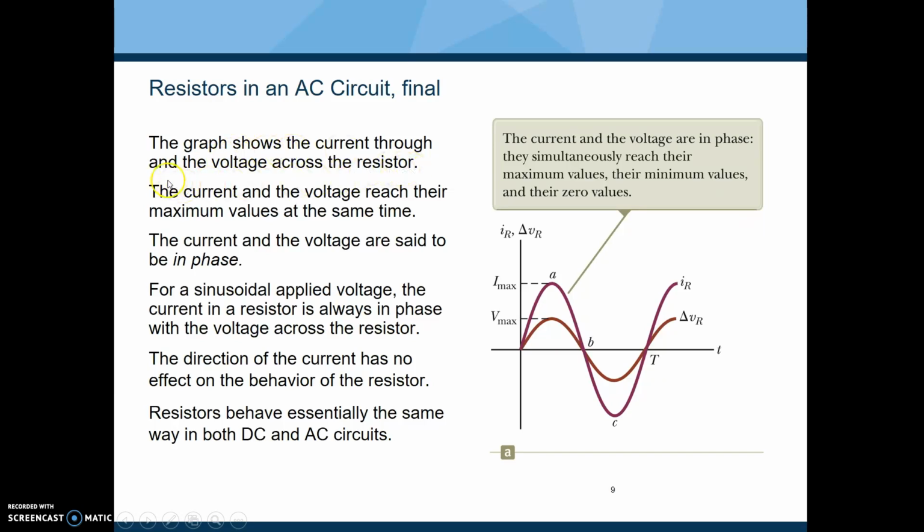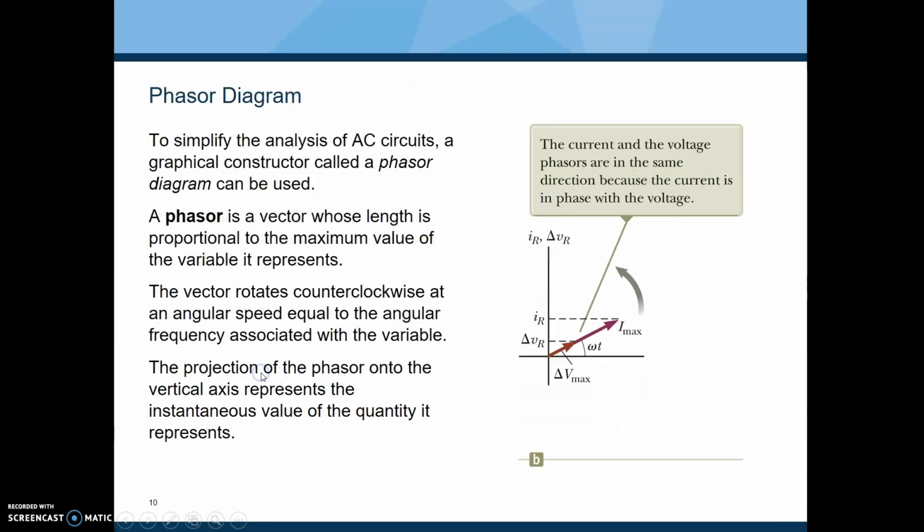The graph shows the current through and the voltage across the resistor. Current and voltage in the resistor reach their maximum values at the same time. The current and voltage are said to be in phase. When current and voltage achieve their maximum and minimum values at the same time, we say that they are in phase. For sinusoidal applied voltage, the current in a resistor is always in phase with the voltage across the resistor. The direction of the current has no effect on the behavior of the resistor. Resistors behave essentially the same way in both DC and AC circuits.